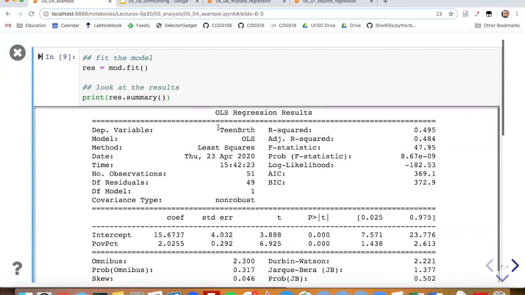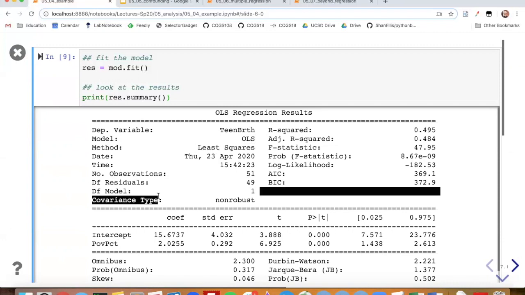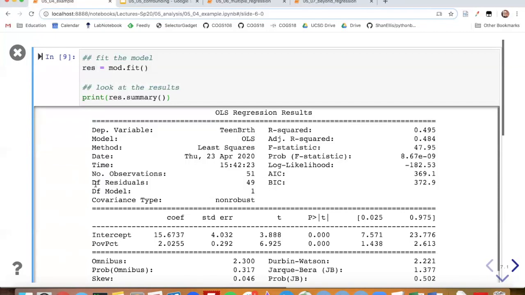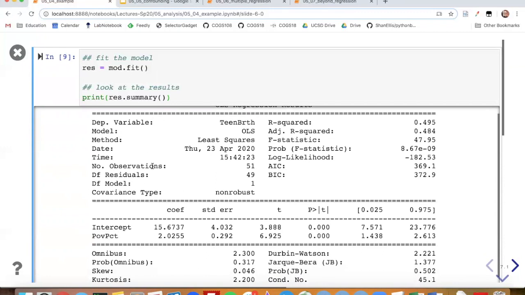So what you see here is our dependent variable is teen birth rate. The independent variable will be down here, poverty percentage. This is our predictor. So our outcome is up here, our predictor is down here. It shows that we've done ordinary least squares as our model, and we use least squares as the method. It summarizes the number of observations here, as well as the number of degrees of freedom. We haven't talked about this. We're not going to go into detail. I'm just orienting you to all of the parts of this output.